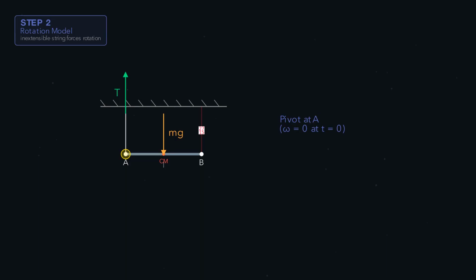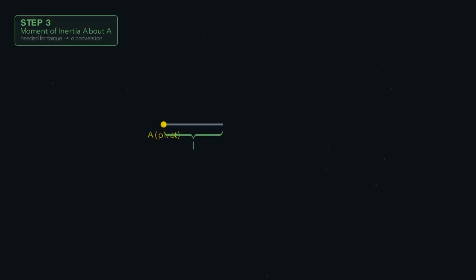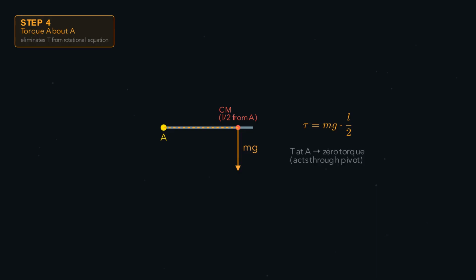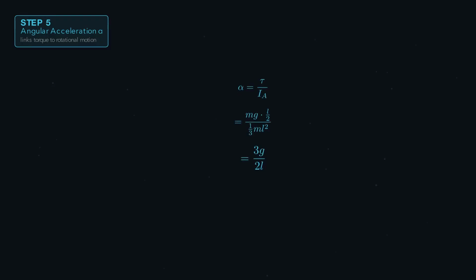At the instant of cutting, angular velocity is 0, so end A is momentarily the pivot. For a uniform rod rotating about one end, the moment of inertia is 1/3 mL². Gravity acts at the center of mass, which is L/2 from the pivot. The torque about A is just mg times L/2. And notice, the tension contributes 0 torque, since it acts right at A. Dividing torque by moment of inertia, the angular acceleration works out to 3g/2L. Since the center of mass sits at distance L/2 from the pivot, its tangential acceleration is 3g/4, downward.